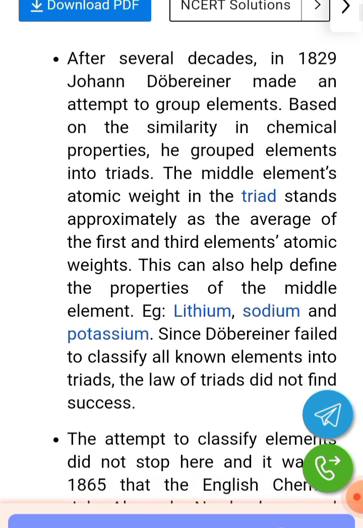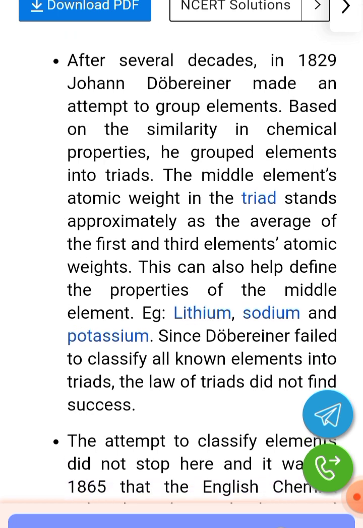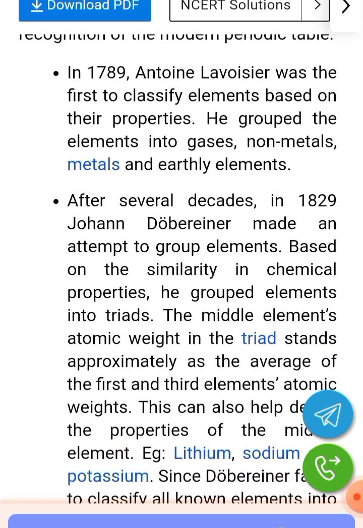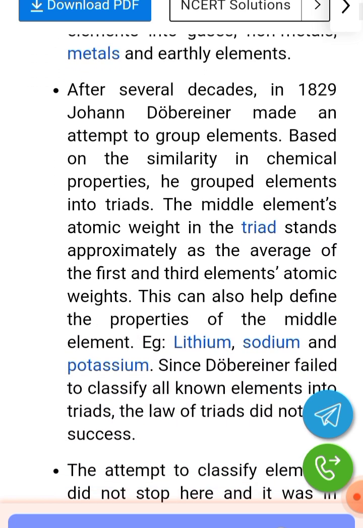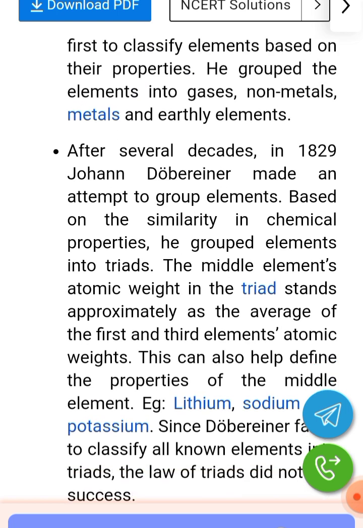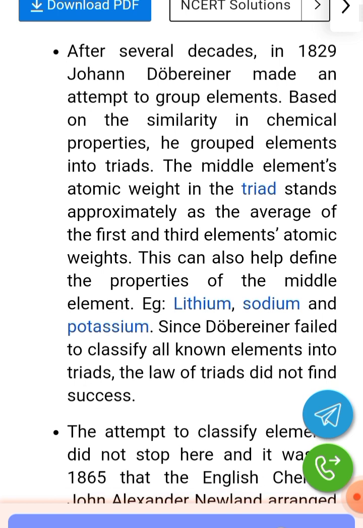Then after several decades, if you check this year now, we have 1789. This one is 1829. So that's very far, more than 10 years. After several decades, Johannes Döbereiner now made an attempt to group elements based on similarity in chemical properties. So another person also came to work on the same periodic table.